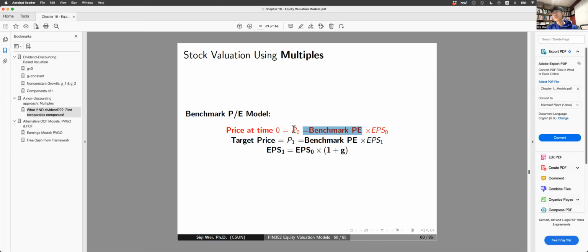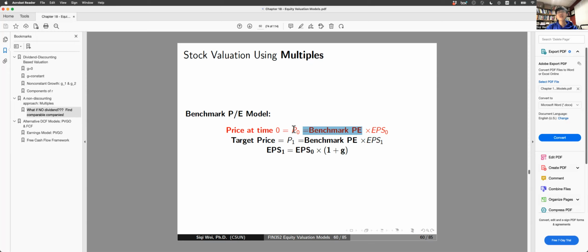For the benchmark PE ratio, you can go back to the historical accounting statements, pull out the historical data, and take the historical average, and call that the benchmark PE ratio. Or alternatively, you can find comparable companies within the same industry, with similar firm size and market cap, and do a weighted average or whatever weighting scheme. Calculate the average PE ratio of your peer firms, and you apply that to this calculation, you can get a price per share at T0.